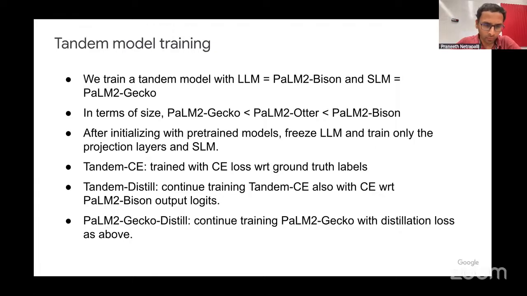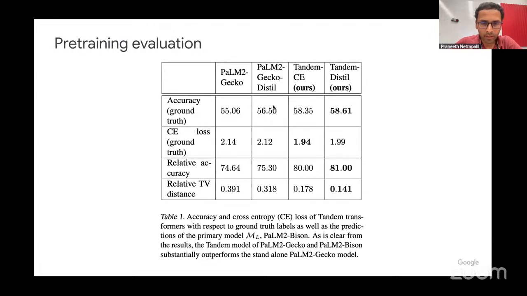In terms of loss functions, we use the cross entropy loss with respect to the ground truth labels for training this small language model and the projection layers. We also use distillation loss and then compare with a distilled version of the smallest model. These are the comparisons that we do. The first and third rows are comparisons where we directly use the ground truth based loss, and the second and fourth columns are the ones where we use distillation loss in addition to the cross entropy loss.